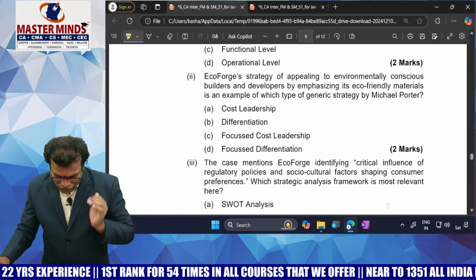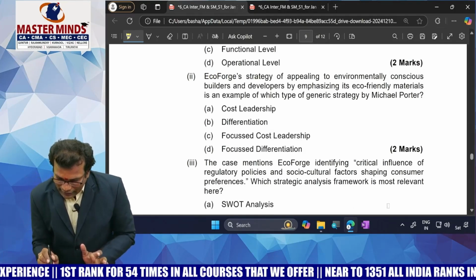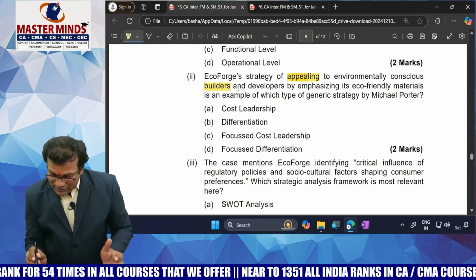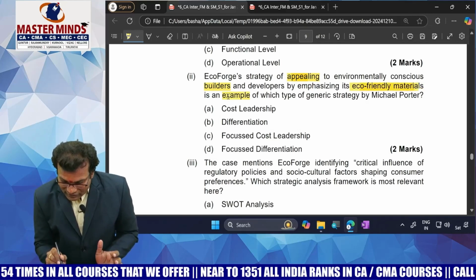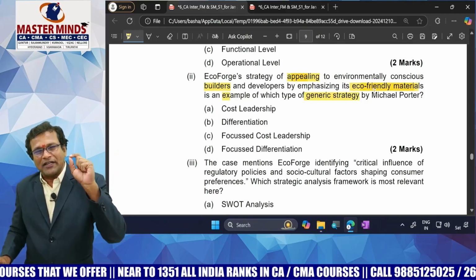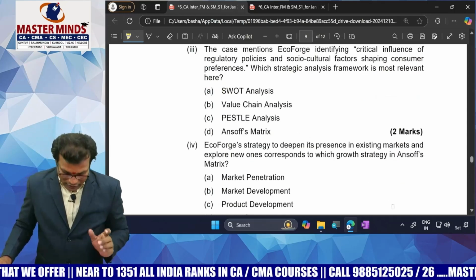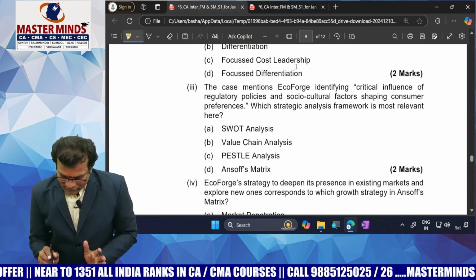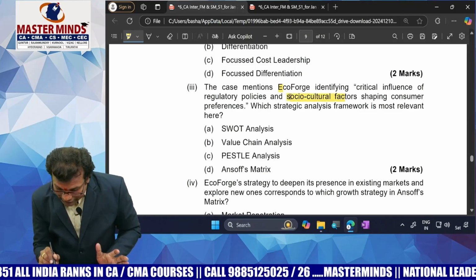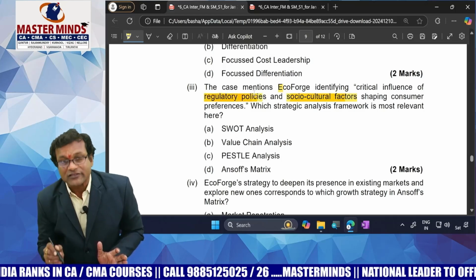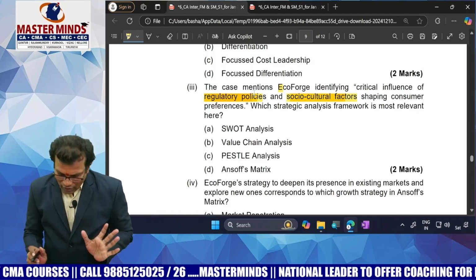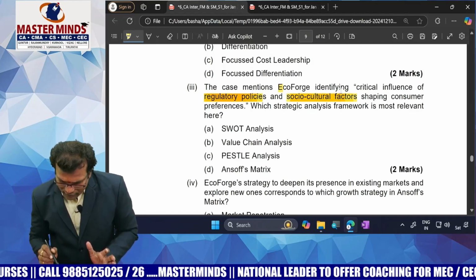Now look at the second question. EcoForge's strategy of appealing, means attracting, to environmentally conscious builders and developers by emphasizing its eco-friendly materials is an example of generic strategy. He's talking about business level strategies. Means some matter related to business level strategies might be there in the case study. Now look at the third one. The case mentions EcoForge identifying the critical influence of regulatory policies and socio-cultural factors. Regulatory policies means legal factors, legal conditions imposed by the government, state or central government upon business organizations. So he's talking about the macro environment.